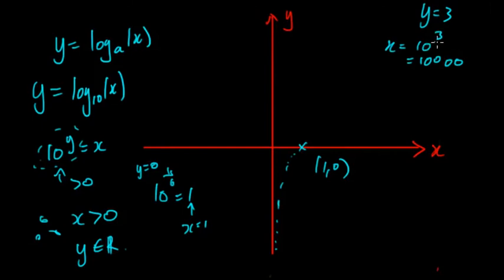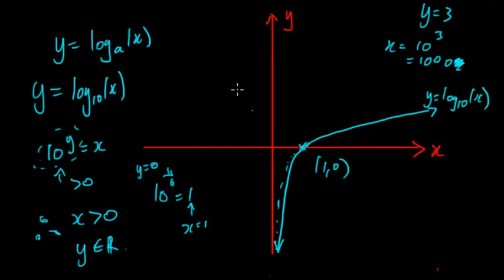Like 10 to the 3, so 10 times 10 is 100, 100 times 10 is 1,000. So not 10,000, 1,000. But as you can see, 1,000 is going to be a very long way along when y is equal to 3 here. So the graph is going to curve like this. So this is what the log function looks like, y is equal to log 10 x.